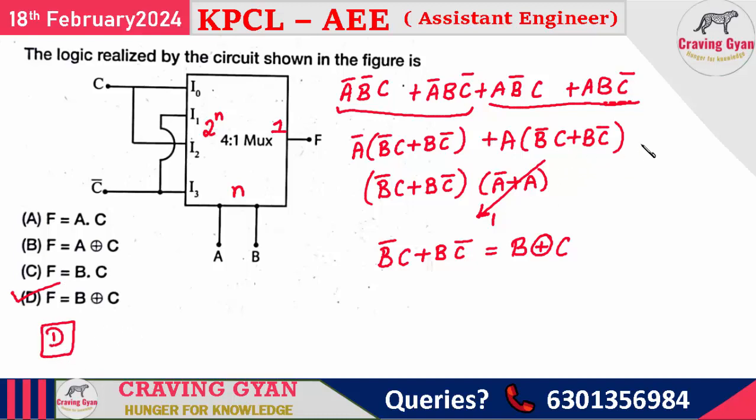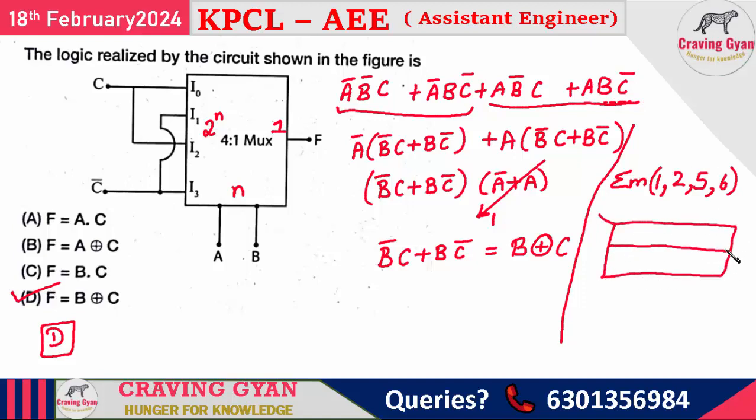Another method of solving is with the help of a K-map. Now, this is a summation m of 0, 0, 1, which means 1. 0, 1, 0 means 2. 1, 0, 1 means 5. 1, 1, 0 means 6. That's it.